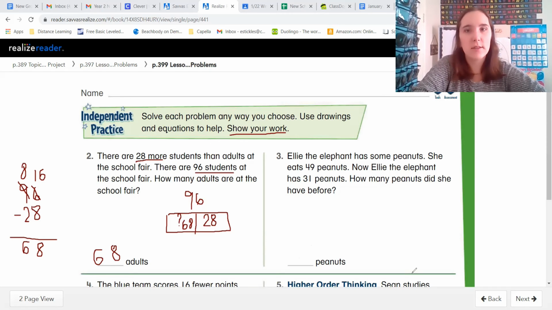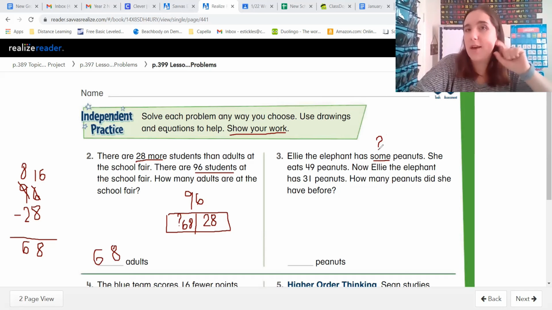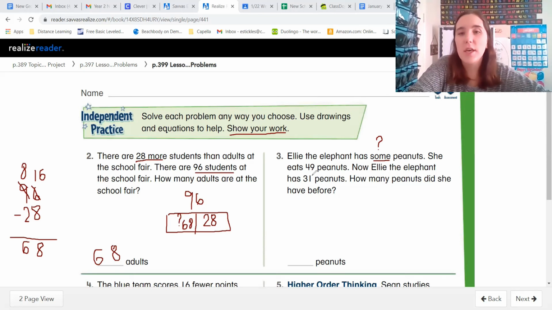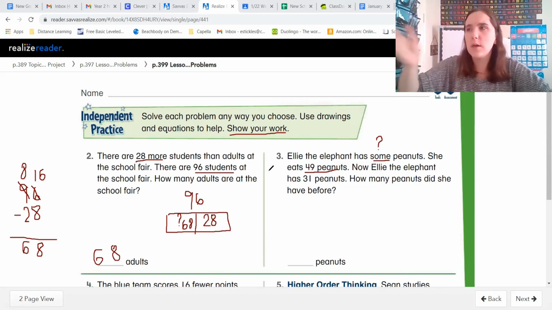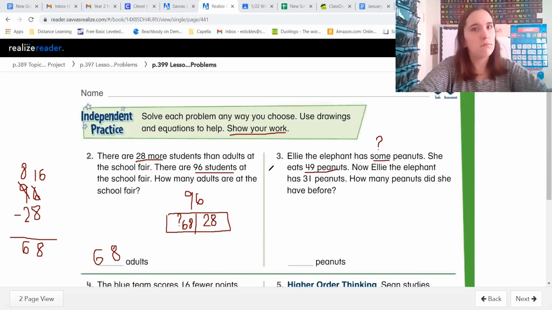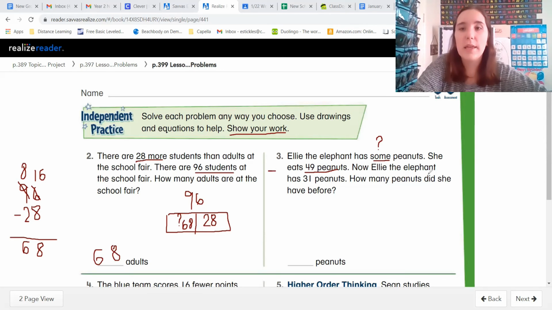Okay, I'm going to reread the question first. Ellie the elephant has some peanuts. Right there, I'm going to stop and draw a question mark. Whenever you see some, that tells me you don't know that number, and that might be what you're solving for. She eats 49 peanuts. Ooh, eats. If you eat something or if you give it away, is that addition or subtraction? That's subtraction. So subtract 49. Now Ellie the elephant has 31 peanuts. How many peanuts did she have before?